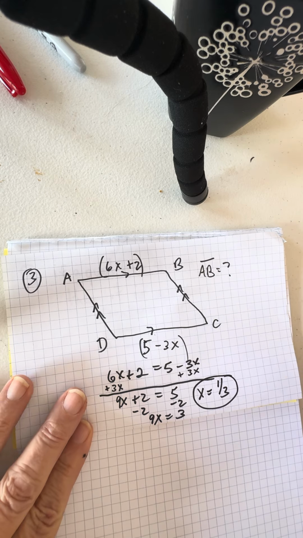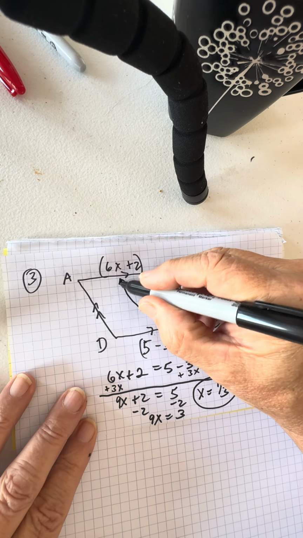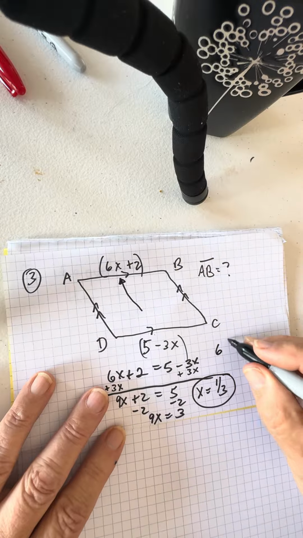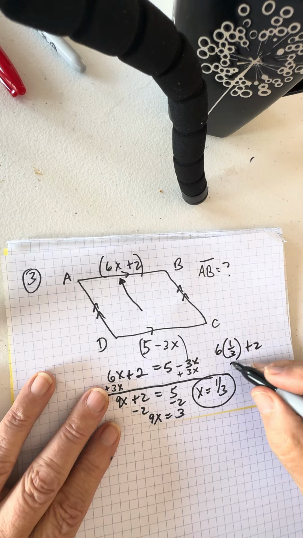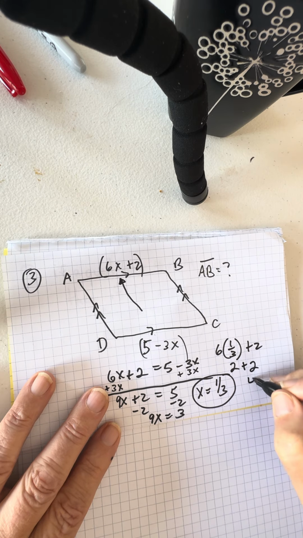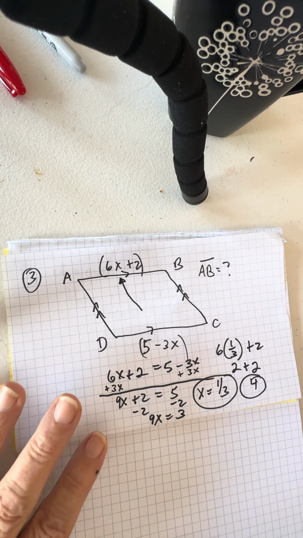Now that I know that x is 1/3, I'm going to replace it right there. So 6 times that 1/3 plus 2. 1/3 of 6 is 2. 2 plus 2 is 4. And 4 is my answer.